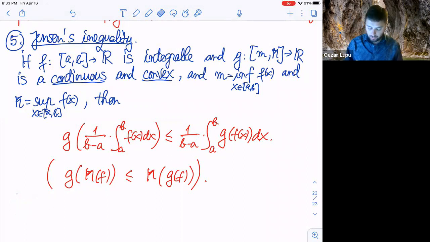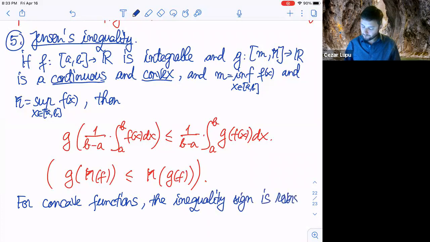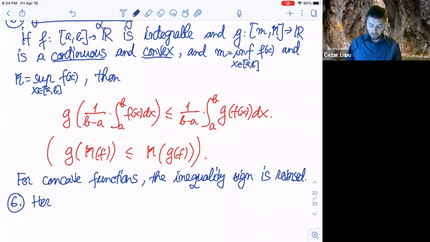Okay, before that, I want to point out a remark. So if this is convex, right? When I say convex, this is what you learn in calculus 1 as concave up. Well, let me point out a remark. A function f is concave if negative f is convex. So for concave functions, the inequality sign is reversed. All right, great. So that's Jensen's inequality. And now let me veer towards the last inequality that I would like to discuss for this lecture, what we call the Hermite-Hadamard inequality.